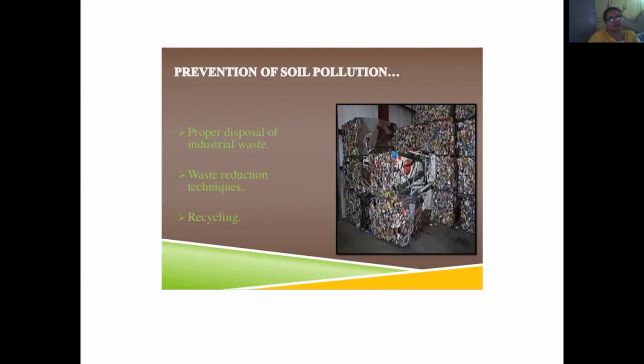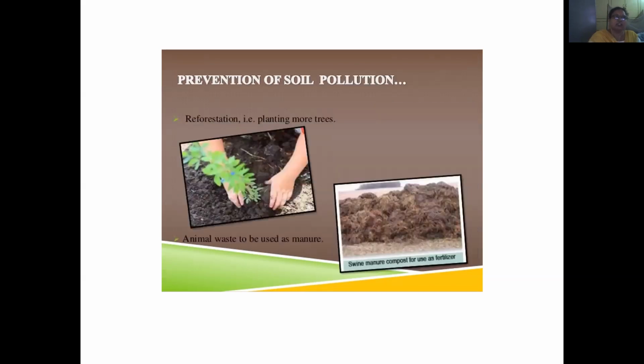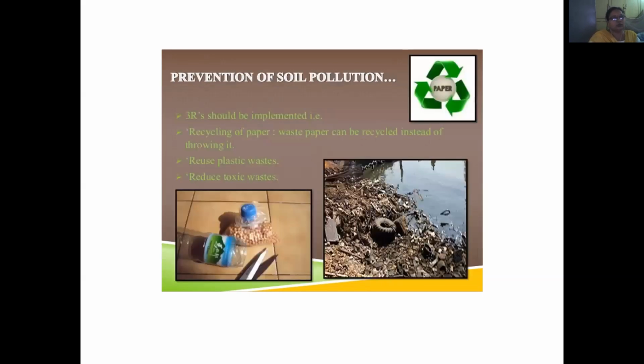So then proper disposal of industrial waste, waste reduction techniques, recycling, and reforestation, that is, planting more trees, and animal waste to be used as manure. Now, swine manure compost is used as fertilizer. Okay, they are using it now. So all these can prevent soil pollution.